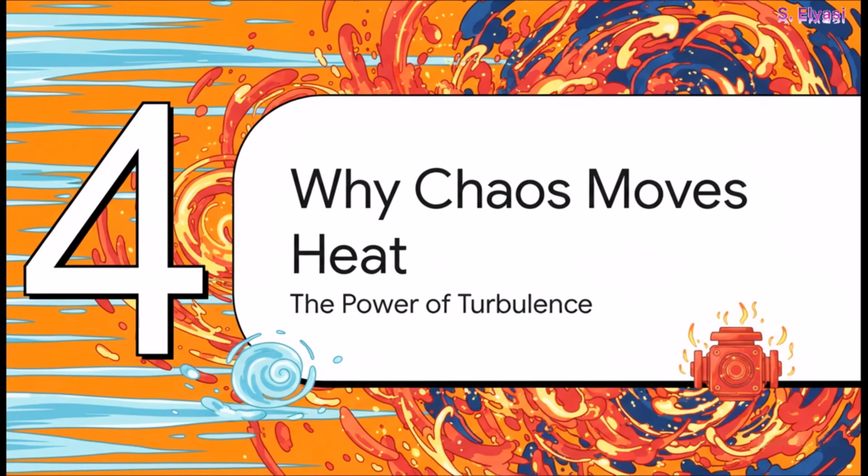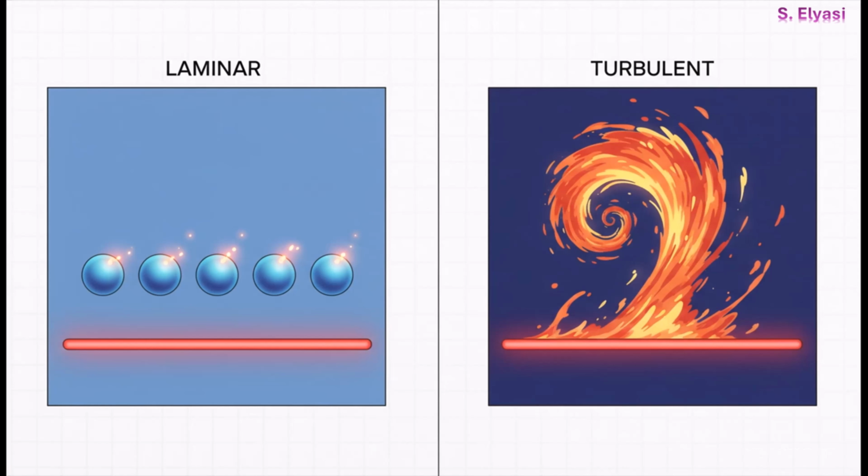All right, let's recap. We've got two types of flow: calm or chaotic. And we've got the Reynolds number that tells us which one we're going to get. But what on earth does any of this have to do with our original question about cool breezes and hot engines? Let's bring it all home and talk about why chaos moves heat. The whole secret is in the mixing.